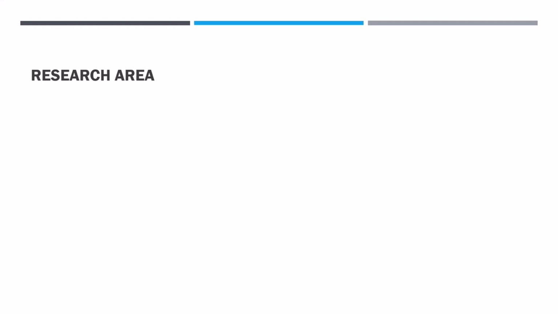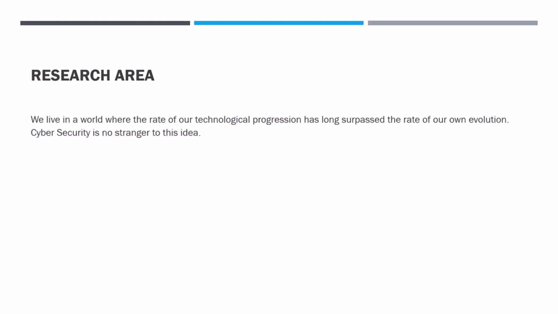This is the problem that exists in the first place to make this research worth doing. We live in a world where the rate of our technological progression has long surpassed the rate of our own evolution, and cybersecurity is definitely no stranger to this. What I mean by this is that when new technology becomes available to the whole population, it is often ahead of itself in terms of educating people on how to use it, particularly regarding how to avoid being exploited. In fact, SAS in 2001 claims that humans are the weakest link in the security chain.